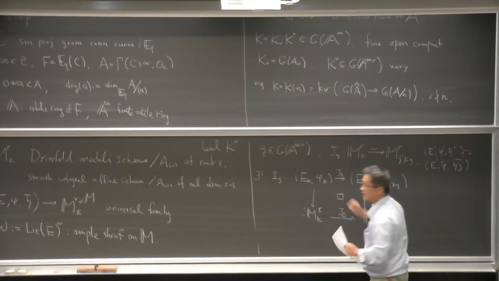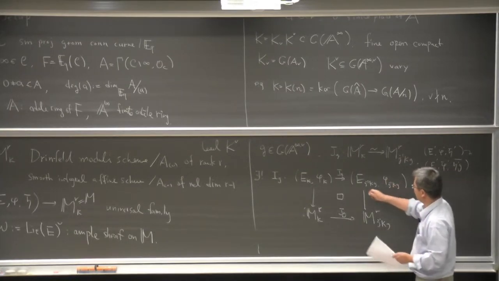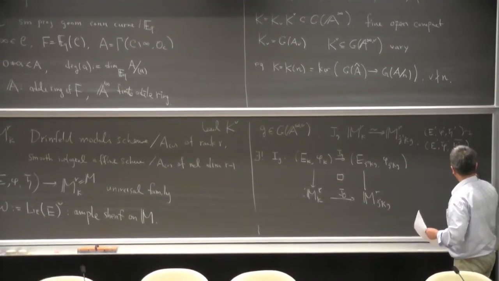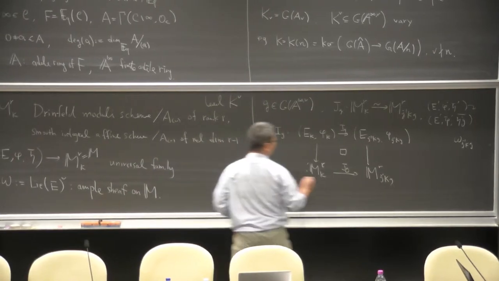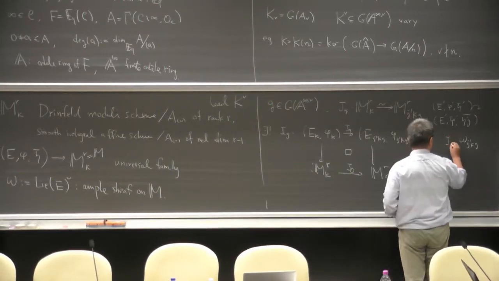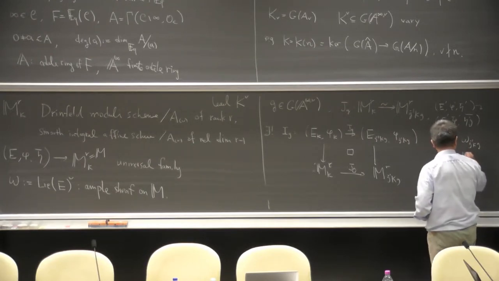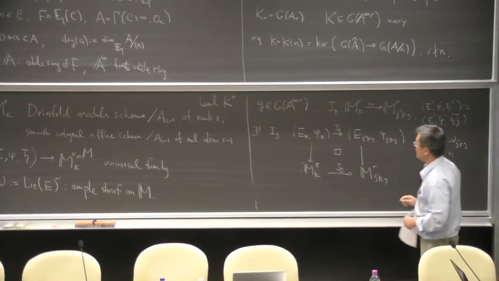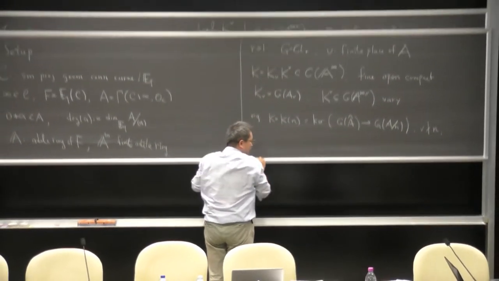Okay, so this is a Cartesian diagram. Also, the Hodge line bundle, ω_K^{-1}, if I pull it back to this I_G, we get a canonical isomorphism. This is very important.